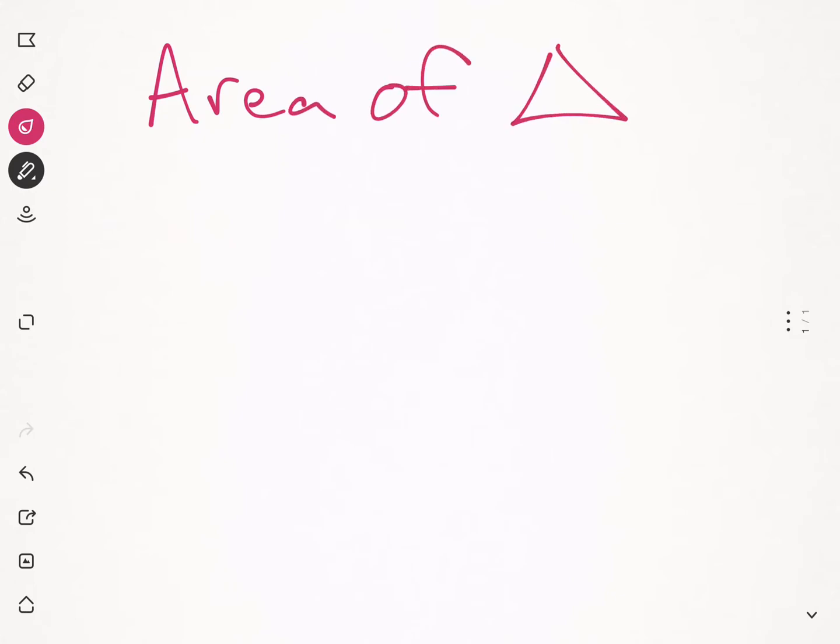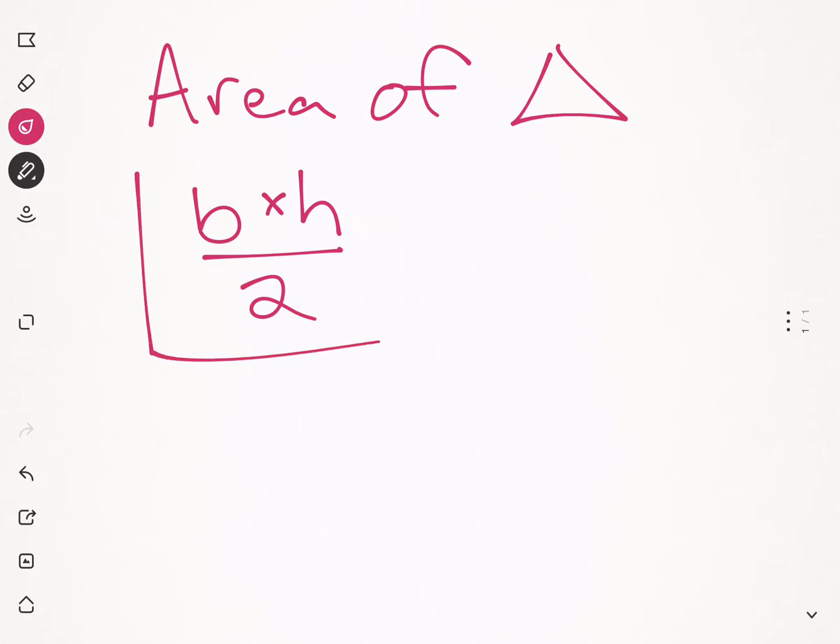So let's get started. Starting off with the area of a triangle. To find the area, we do base times height, and then we divide by 2. Always have to divide by 2 for a triangle. So write this down for a triangle, base times height, and then divide by 2. So let's look at an example.